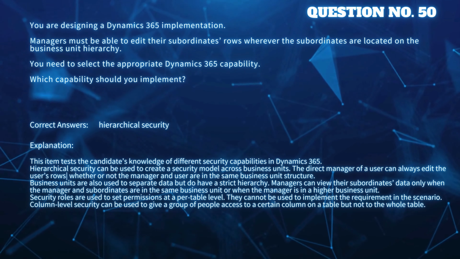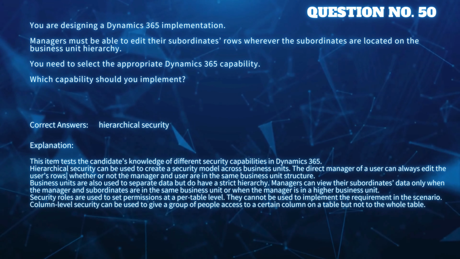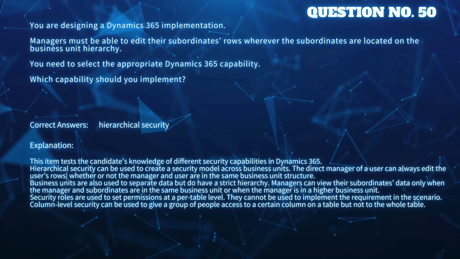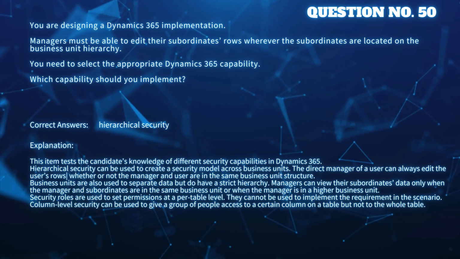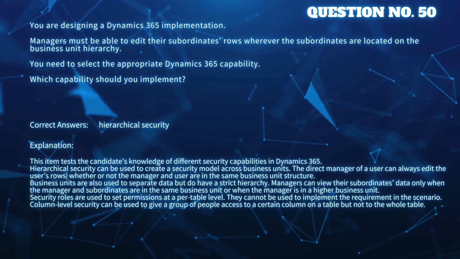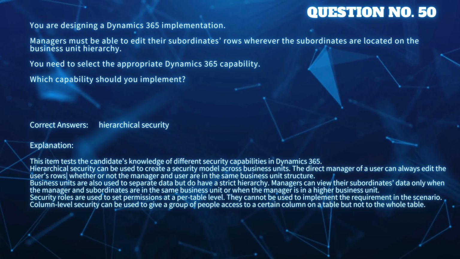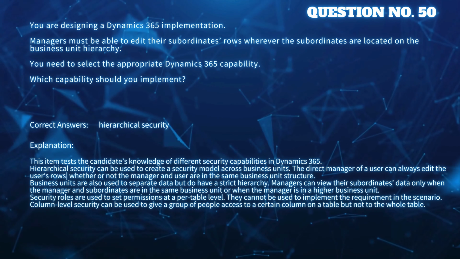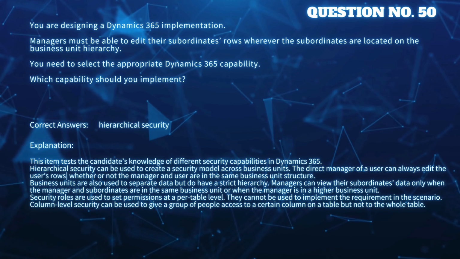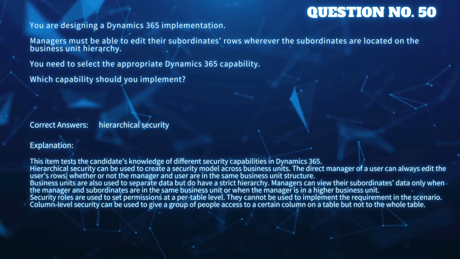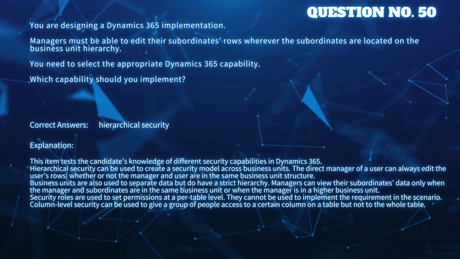Business units are also used to separate data but do have a strict hierarchy. Managers can view their subordinates' data only when the manager and subordinates are in the same business unit or when the manager is in a higher business unit. Security roles are used to set permissions at a per-table level. They cannot be used to implement the requirement in this scenario. Column-level security can be used to give a group of people access to a certain column on a table but not to the whole table.